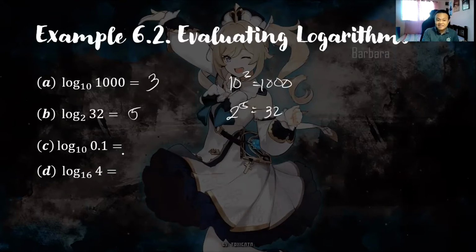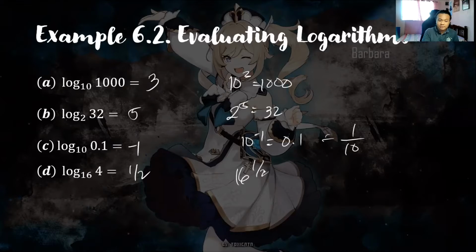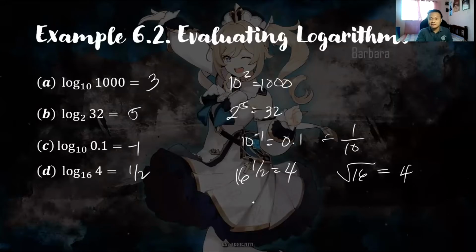Then next is 0.1 with base 10, so that's negative 1. Because 10 raised to negative 1 is 0.1, which is equivalent to 1 over 10. And lastly, the logarithm of 4, base 16, is 1/2, right? Because 16 raised to 1/2 is 4. That's the same as saying the square root of 16 is 4, because an exponent of 1/2 is equivalent to the square root.